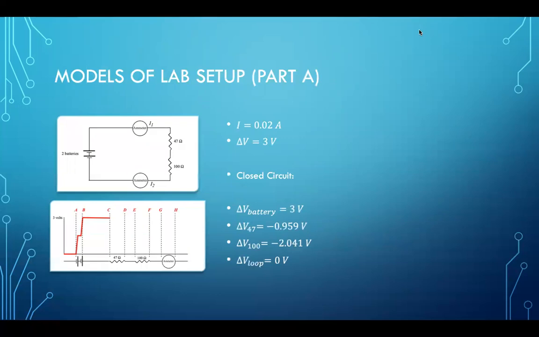Here are the models of the lab setup for part A. As you can see, we have a circuit with a current of 0.02 amperes at the first ammeter and the second ammeter. If we close the circuit, the voltage of the battery is 3 volts. The voltage at 0.47 is negative 0.959. The voltage at 0.100 is negative 2.041, and the total voltage of the loop is 0 volts.